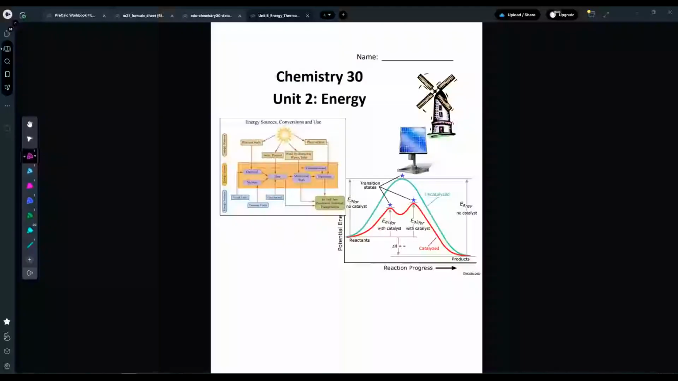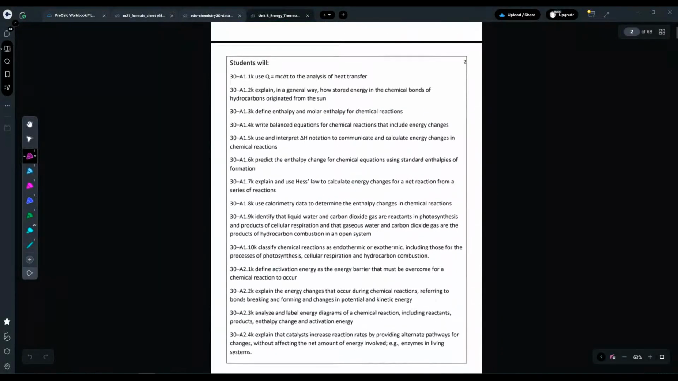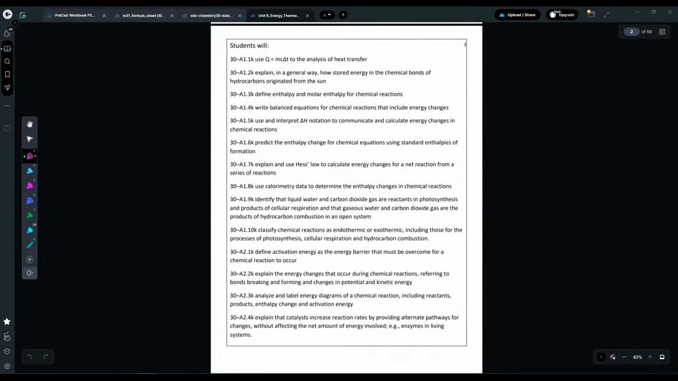All right, so welcome to the next unit. This unit is called energy, but it's also known as thermochemistry. On this page here, there's a list of outcomes that students are expected to follow. Make sure you take a moment to pause and read through all of this. We will be covering each of these points in this note package.